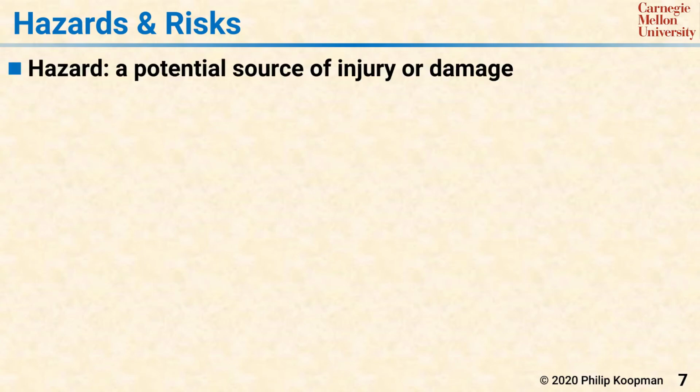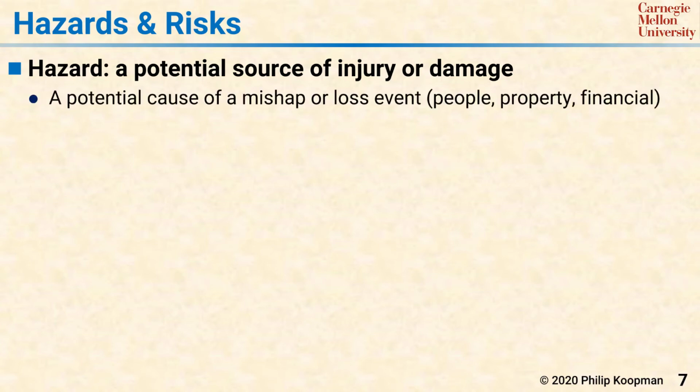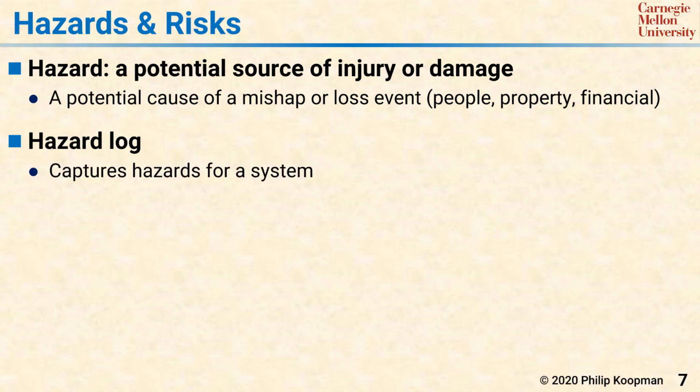The safety cycle typically begins with identifying hazards, which are potential sources of injury or damage. In other words, a hazard is a potential cause of a mishap or loss event involving personal injury, death, environmental damage, or some other form of unacceptable loss. A hazard log is used to record hazards identified for a particular system.